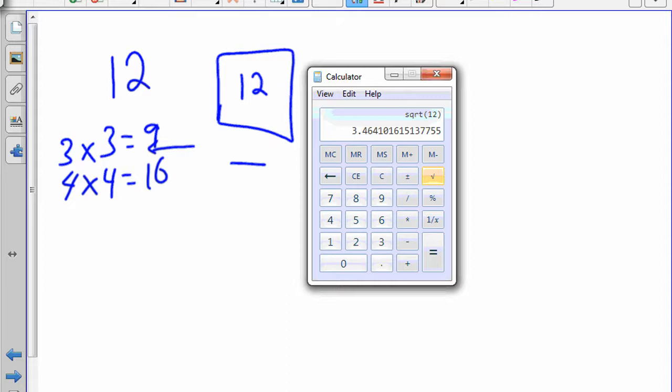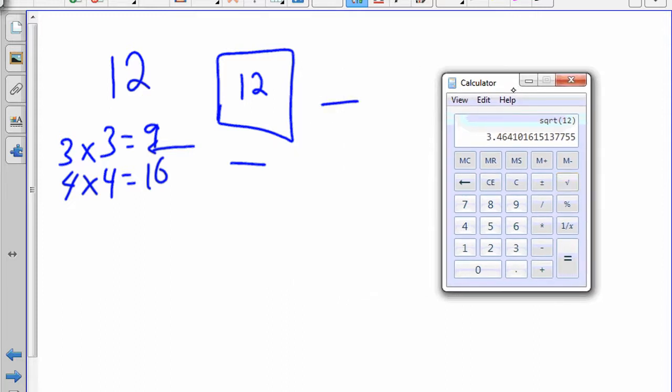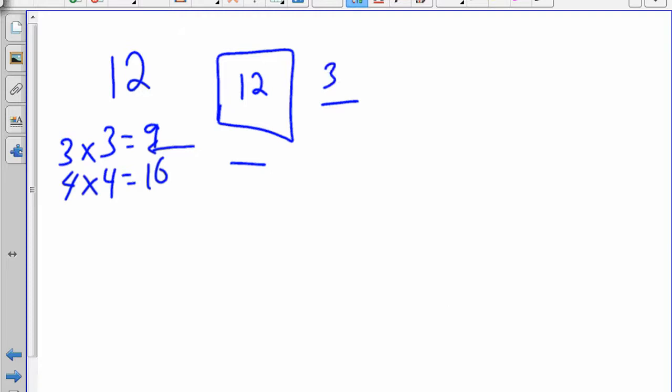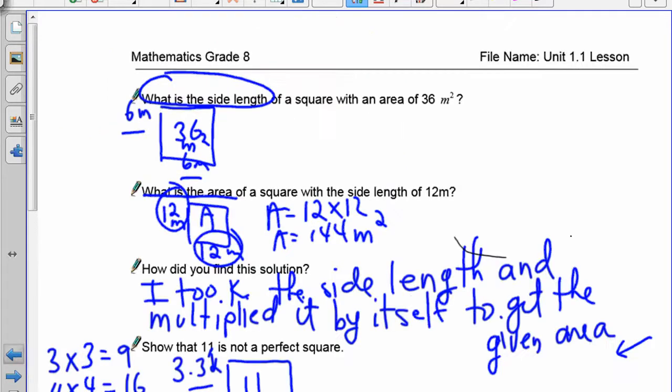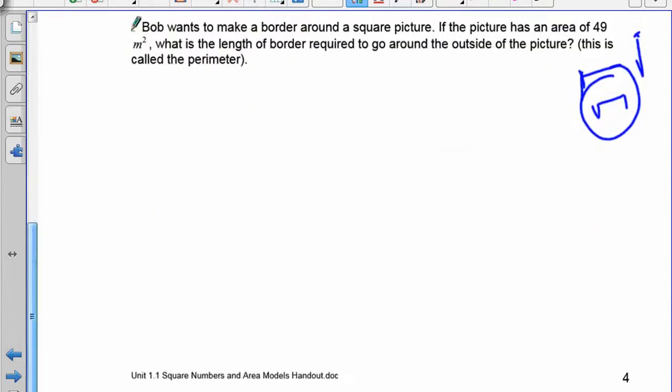3.4641. So to prove that this is not a perfect square, all you have to do is write down 3.46. That is the proof that 12 is not a perfect square. Okay? All right. Let's go down to a problem here.